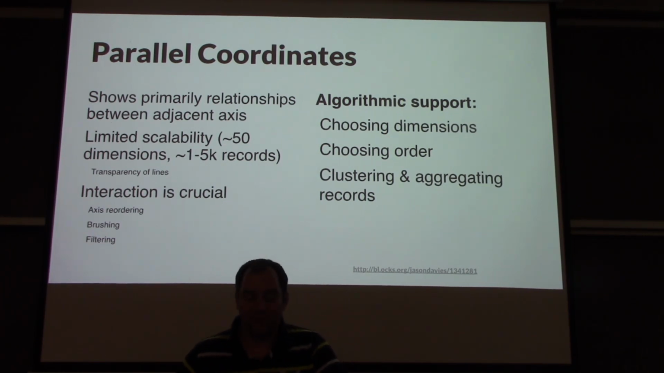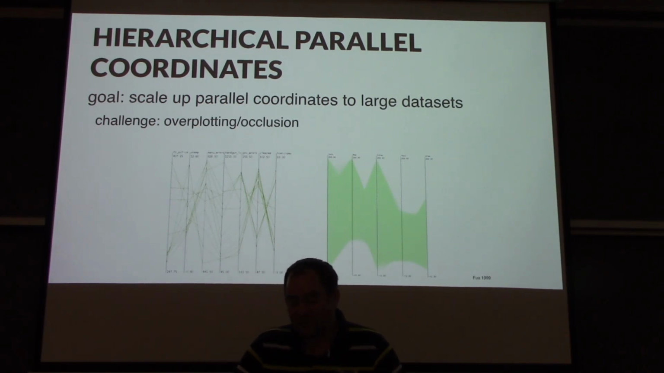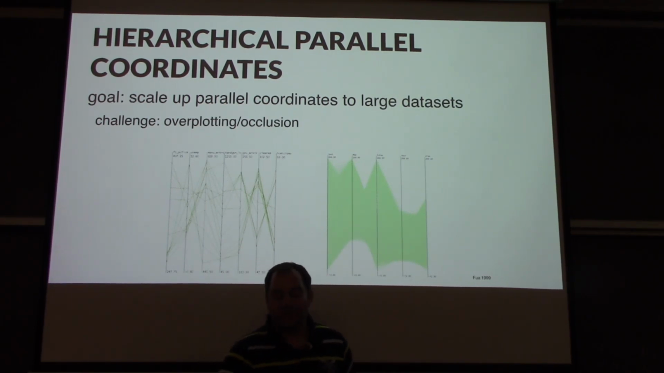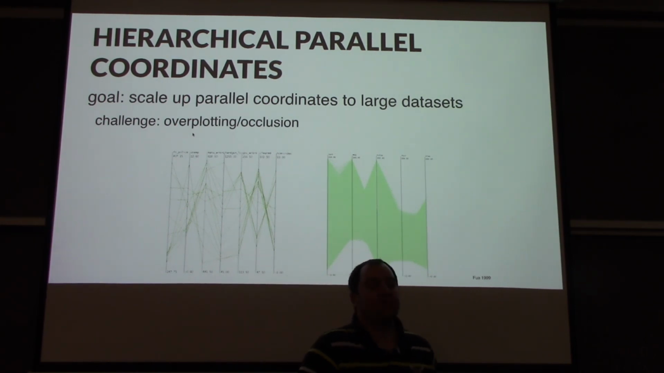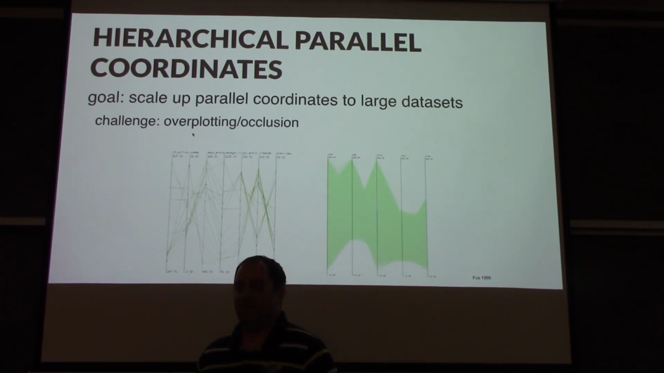And we can use algorithmic support to choose dimensions, to choose the ordering of the dimensions, and to cluster and aggregate records. And what do I mean by clustering and aggregating records? Well, if you have large data sets, you can simply run, for example, a clustering algorithm, and instead of representing every data item, you can just represent, for example, a cluster centroid and how the cluster centroid behaves.